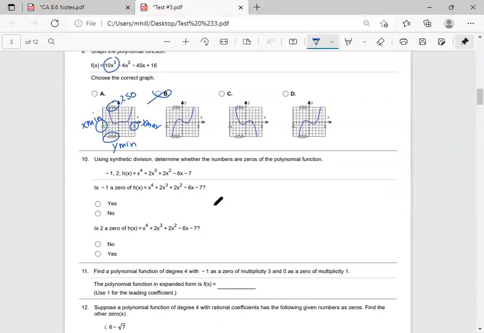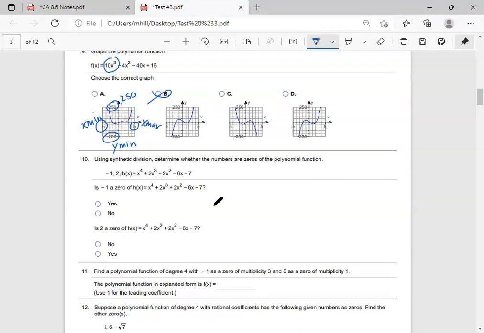Okay, this is the last one. Use synthetic division to determine whether the numbers are zeros of the polynomial function. So 2 things I will tell you. I can't tell whether you use synthetic division or not. Synthetic division is great, but that's not the only way to work this problem.